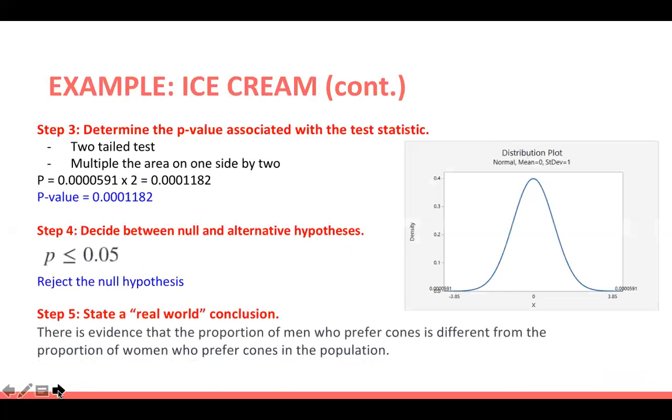So next we can move on to calculate our p-value. So here we're going to be doing a two-tailed test, and we can multiply the area on one side by 2 in order to get our p-value. And we get a very low p-value of 0.00011. So we decide that we can reject the null hypothesis because it is less than our alpha level of 0.05. And then we can just say that there is evidence that the proportion of men who prefer cones is different from the proportion of women who prefer cones in this population.